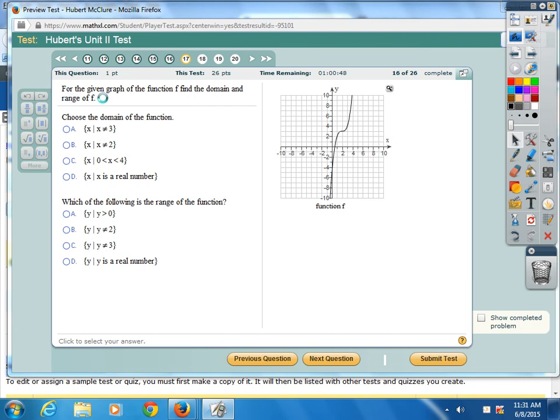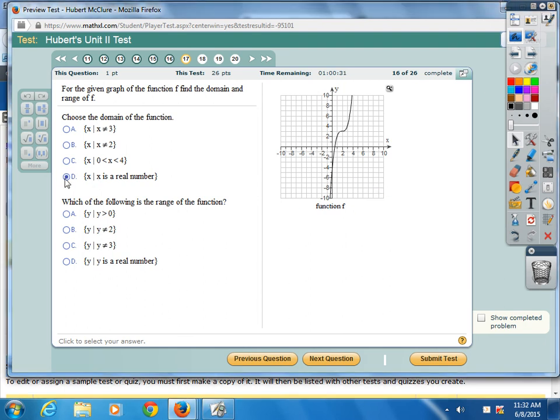It's similar. Given the graph of the function f, find the domain and range of f. Now these don't have dots, so it's assumed that they're arrows, and they're going to infinity. So the domain is negative infinity to positive infinity, which is all real numbers. And the range is the same because this is a cubic function, so it really doesn't matter.